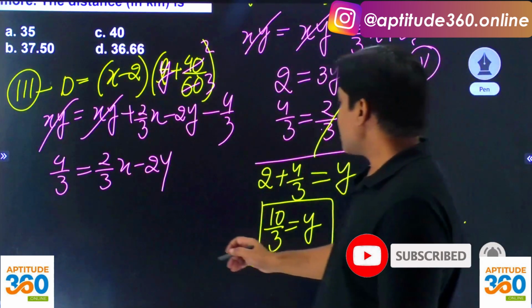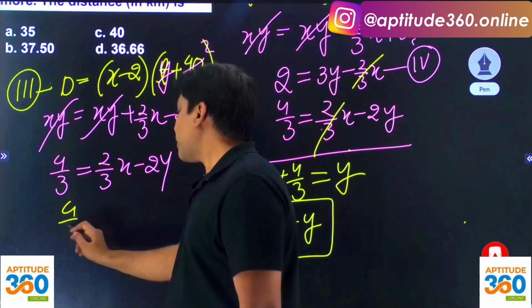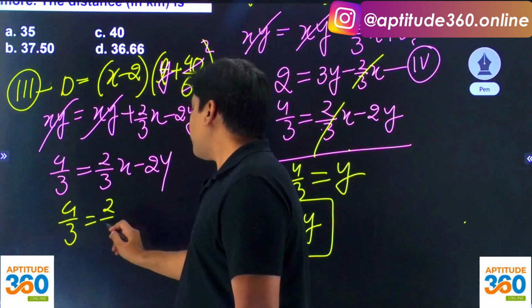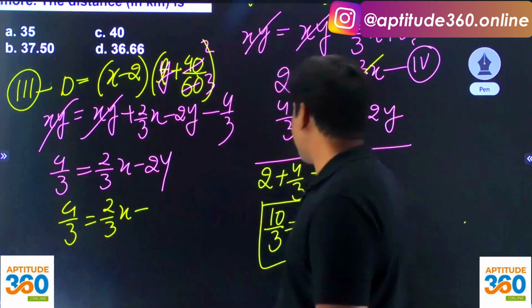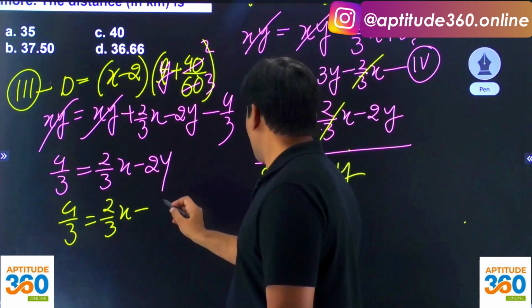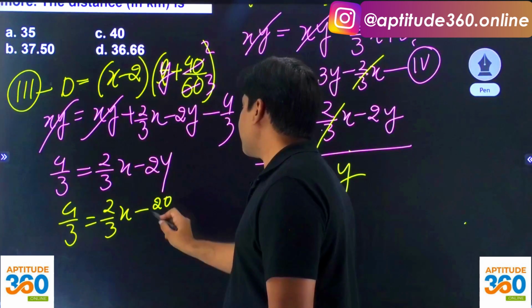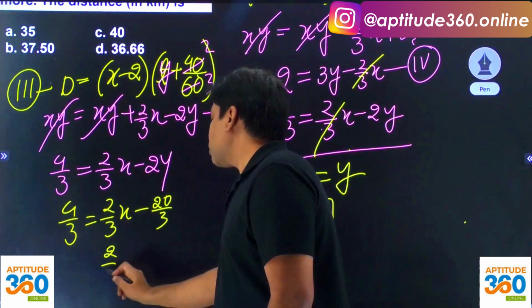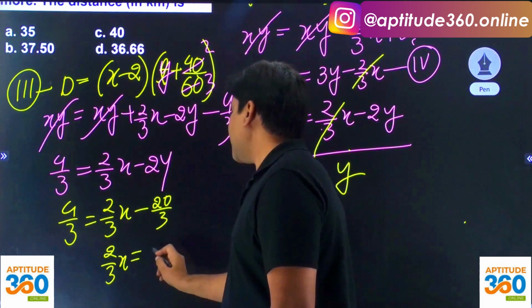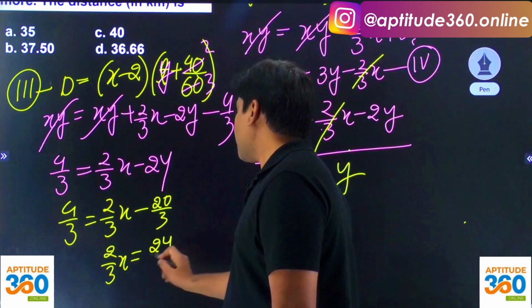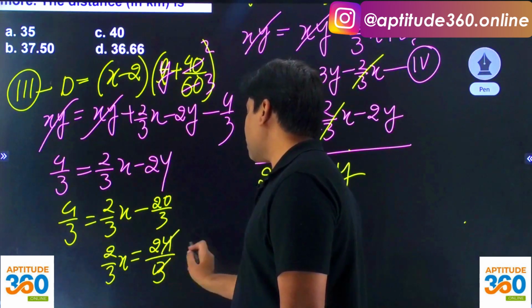अगर आपने इस वाले इक्वेशन में इसको प्लग इन किया तो this is going to be what? 4 by 3 is equal to 2 by 3 x minus 2y. So this is going to be what? 2y is 20 by 3. So the value of 2 by 3 x is going to be 24 by 3. Please simplify this on your own.